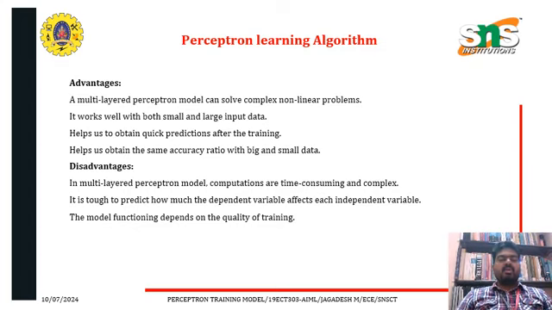Now the advantages and the drawbacks. When it comes to the advantages, a multi-layered perceptron model can solve complex nonlinear problems. It works well with both small and large input data, helps us obtain quick predictions after the training, and helps us obtain the same accuracy ratio with big and small data. And the drawbacks: in a multi-layered perceptron model, computations are time consuming and complex. It is tough to predict how much each independent variable affects the dependent value. The model functioning depends on the quality of the training.